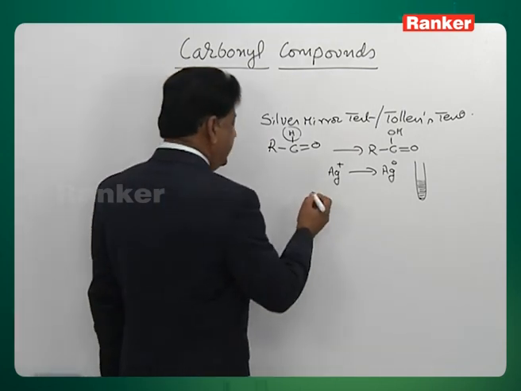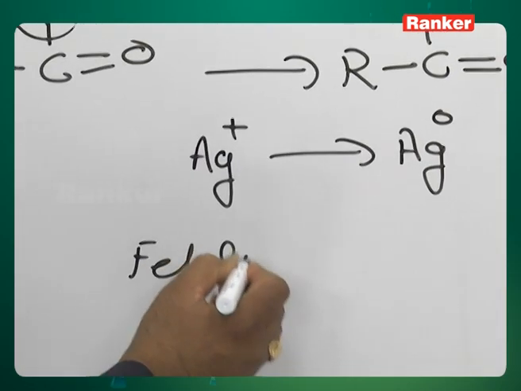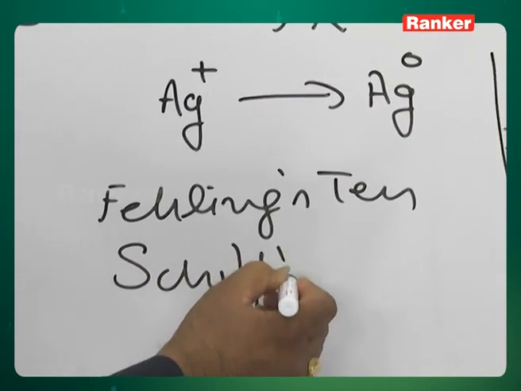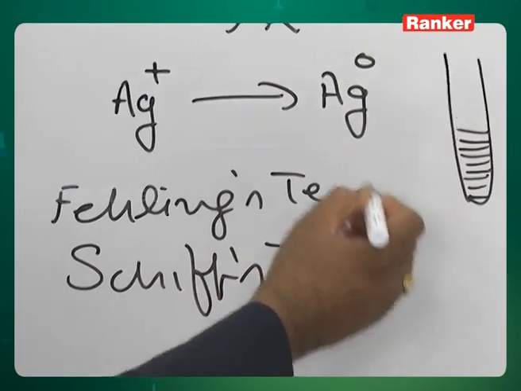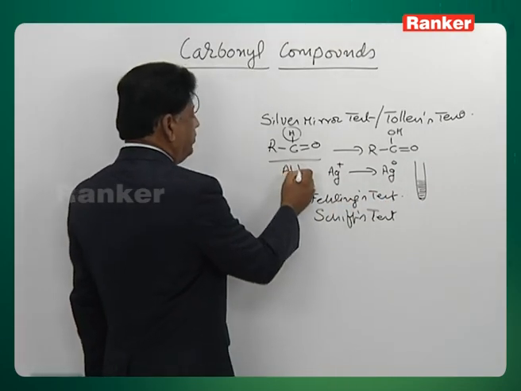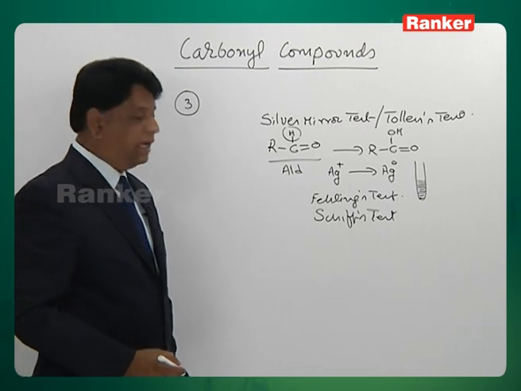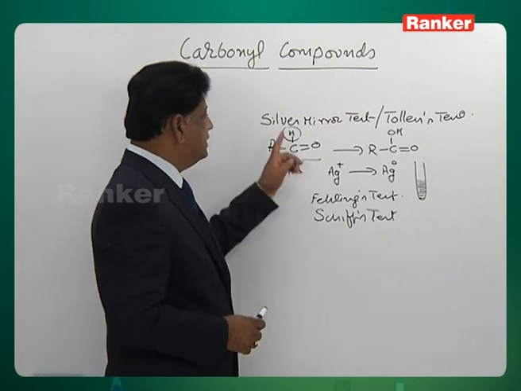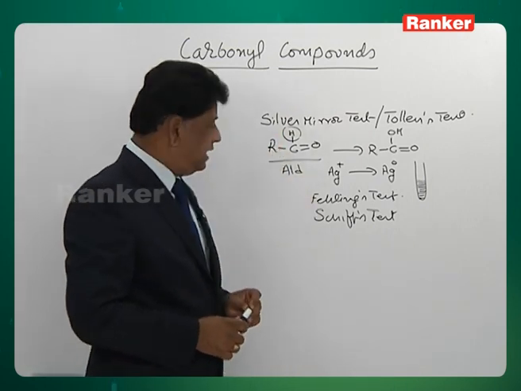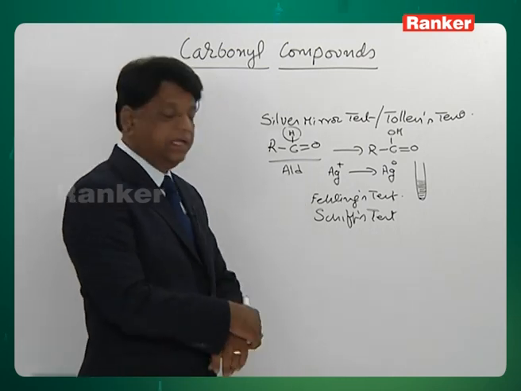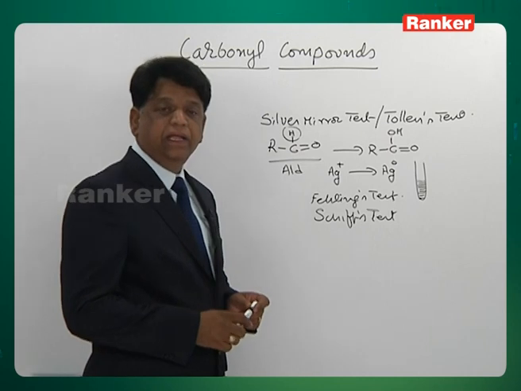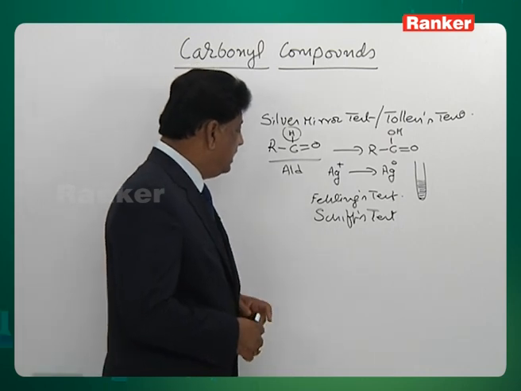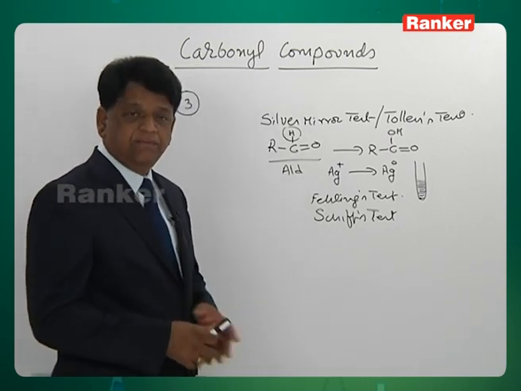Not only the Tollens test, even the Fehling test, and also the Schiff test, all these three tests are given by aldehydes alone. Ketones will not give these reactions. So all aldehydes will give the Tollens test, Schiff test, as well as Fehling test. Tollens reagent is nothing but ammoniacal silver nitrate reagent. Fehling's is a combination of sodium potassium tartrate mixed with an alkaline solution of copper sulfate, and the Schiff reagent is an organic base, para-rosaniline, saturated with sulfur dioxide.